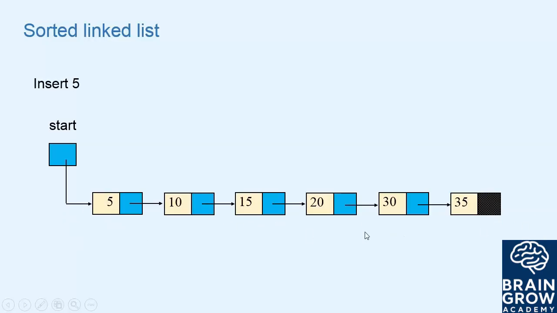Now searching in a sorted linked list takes less time because we can stop as soon as we get an element that is greater than the element to be searched. For example, in this list, if we have to search element 12, then we start at this node, we go to this node, and when we reach this node, we can say that 12 is not present in the list. Now let's see the program for sorted linked list.